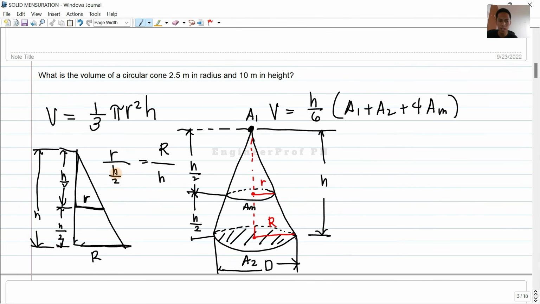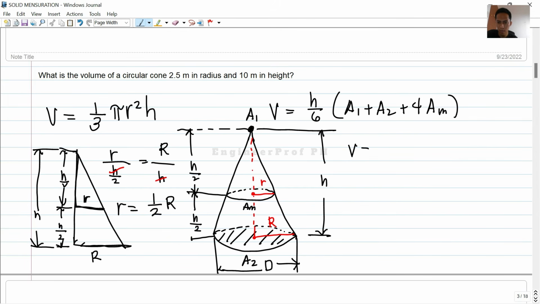Ayan. So we can actually get the relationship between those radius. Yung radius ng area of the midsection tsaka yung radius ng bottom. So here, h will cancel out. So that becomes r. Okay. r is just equal to 1/2 of your bottom radius. Okay. So basically, we can compute for the area of the midsection in terms of the radius at the bottom. Okay, so ito na yung r natin dito.